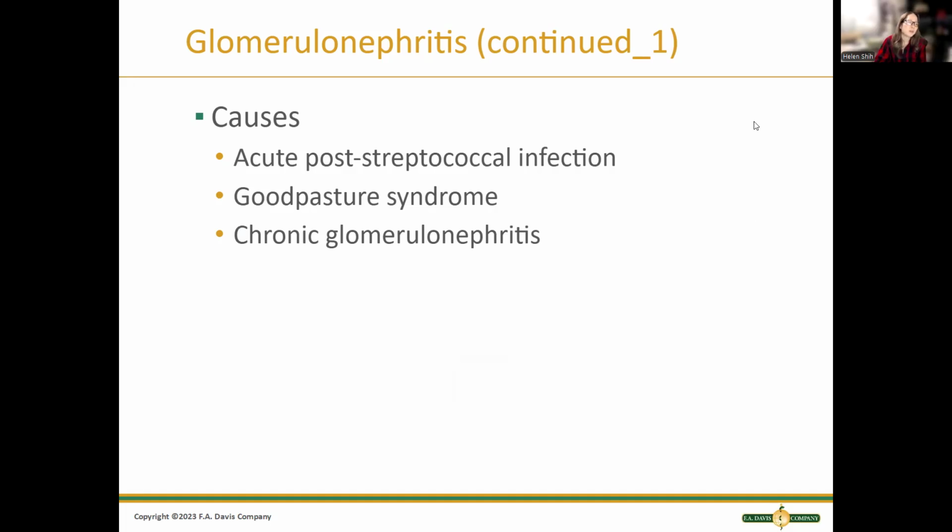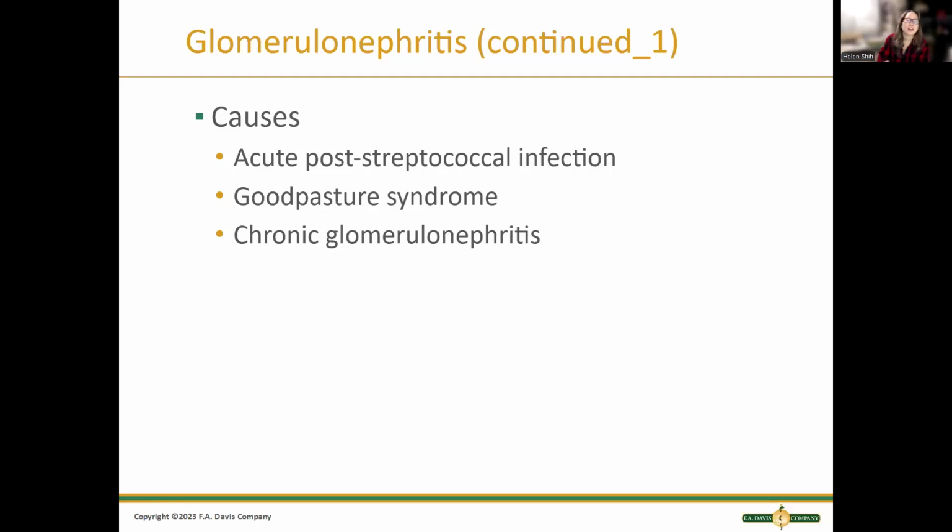You can also have something called Goodpasture syndrome, which I have to look up again to remind myself what that is, because there's a lot of information to remember. Goodpasture syndrome is a rare autoimmune disorder in which your immune cells attack the basement membrane of the kidneys. It can also happen to the lungs as well, and I think it can happen at the same time. If both happen at the same time, it's known as Goodpasture syndrome.